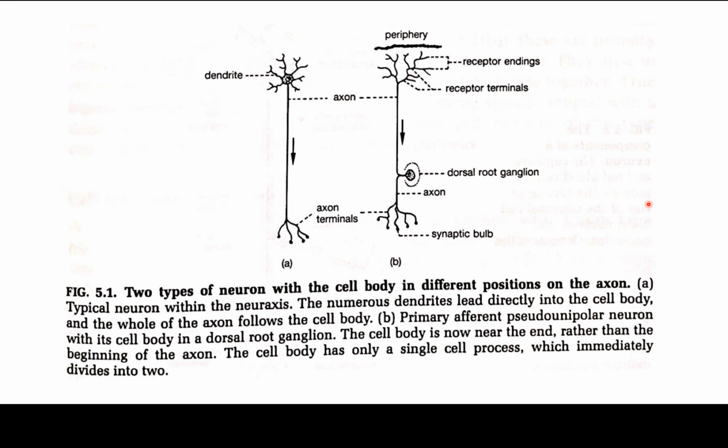Chapter 5, the neuron. A typical neuron has dendrites, a cell body also known as a karyon, an axon, collateral branches, axon terminals, and synaptic bulbs. The most common arrangement of neurons lying within the neural axis is for the dendrites to lead directly into the cell body and the whole of the axon to follow the cell body. The position of the cell body can vary, however.